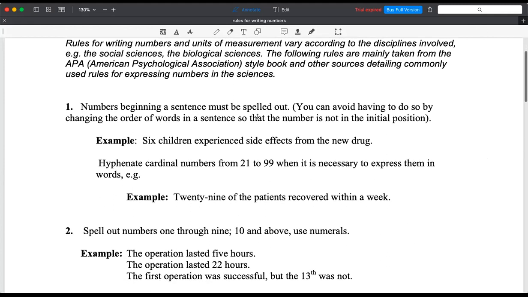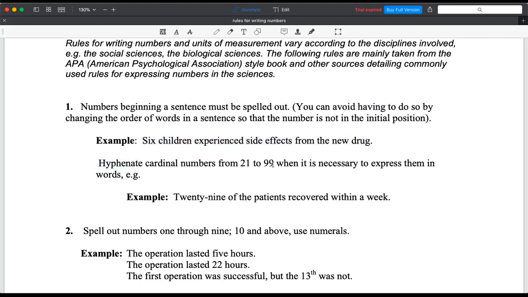So rule number 1 is how we use numbers in sentences. Numbers at the beginning of a sentence must be spelled out. We never write a number in numerals at the beginning of a sentence. We always avoid doing so by changing the order of the words in the sentence so that the number is not in the initial position. For example, I never use the numeral 6 in "6 children" at the beginning of a sentence. Any number at the beginning of any sentence must be spelled out. This is rule number 1.